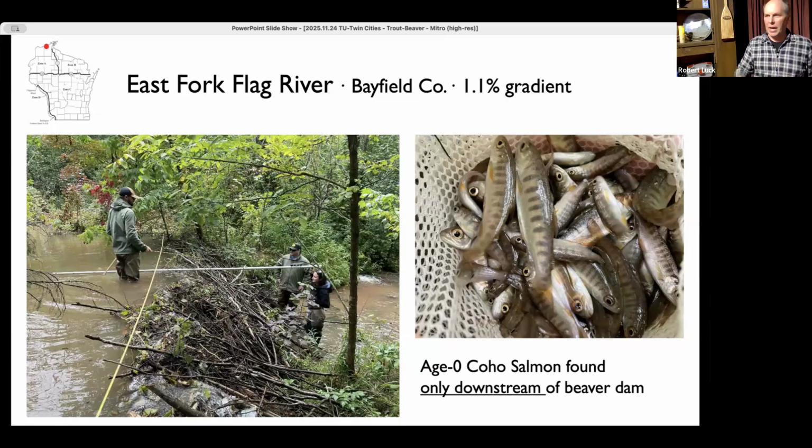This did repeat again the next year. The dams were rebuilt, and the same thing happened. Spawners got up to that first dam, and we did not see any young of year fish upstream of it. So that's evidence that lake-run salmonids were not making it past beaver dams. And so those dams were likely precluding fish from accessing a lot of spawning habitat in these streams.